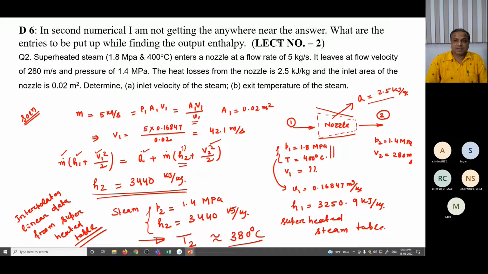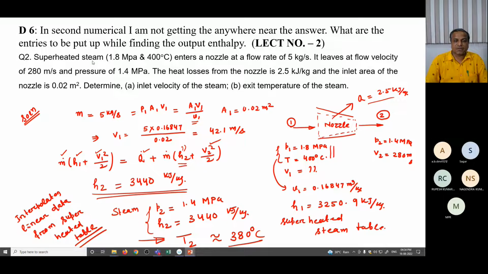Another question that was raised in lecture number 2, in one of the numerical problems: I am not getting the answer anywhere in the lecture. What are the entries you put in while finding the enthalpy? So the problem that was looked at is this, which was presented in lecture number 2. A superheated steam, at a condition of 1.8 megapascal and 400 degrees centigrade, enters a nozzle at a flow rate of 5 kg per second and leaves at a velocity of 280 meter per second and at a pressure of 1.4 megapascals.